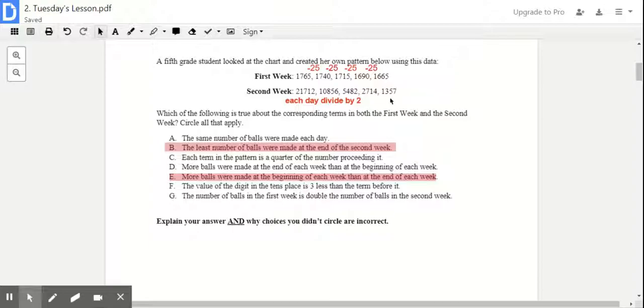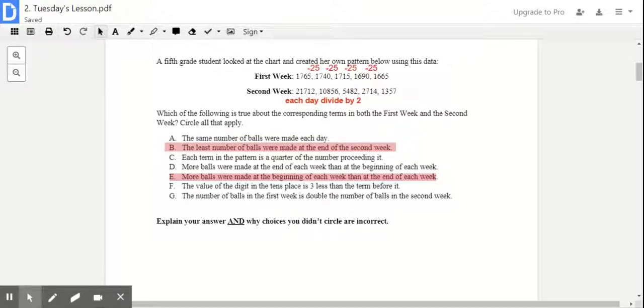So we know that this is incorrect because each term before it is not a fourth of it. Okay. D. More balls are made at the end of each week than at the beginning of each week. Why is this incorrect? Right. So as you guys can see, the last term is way less than the beginning term. So this is definitely incorrect because they did not make more balls at the end of the week than they did in the beginning of the week.